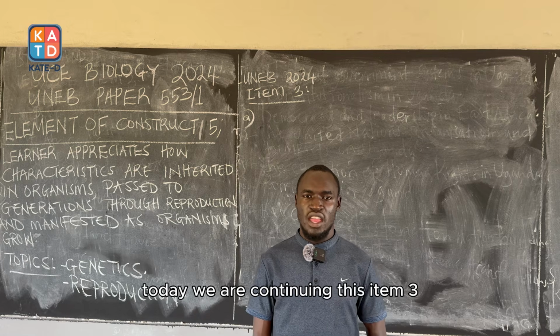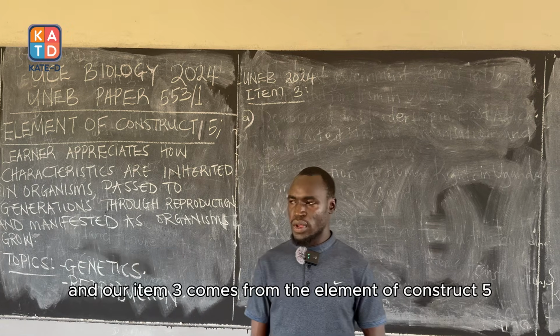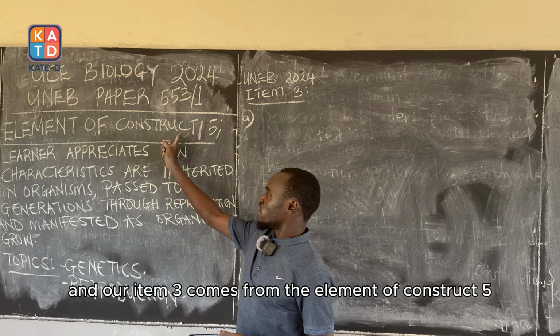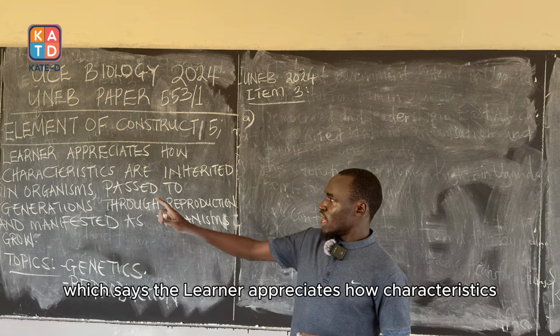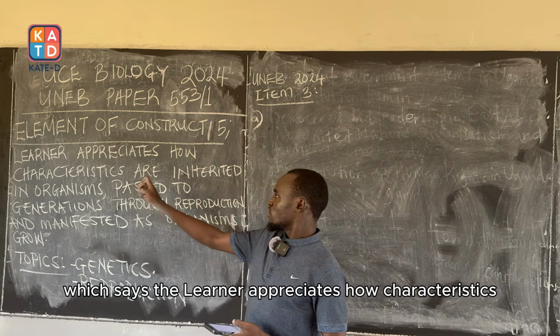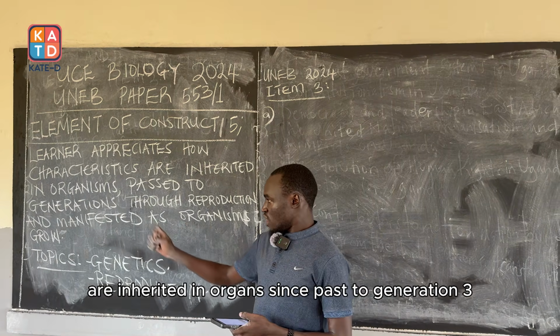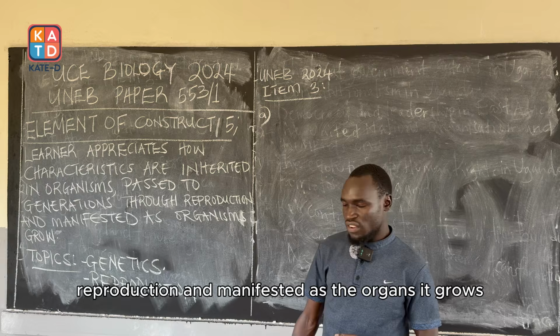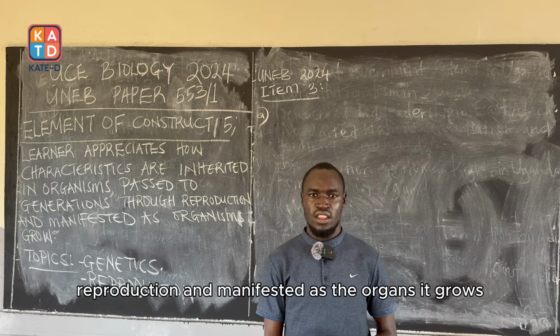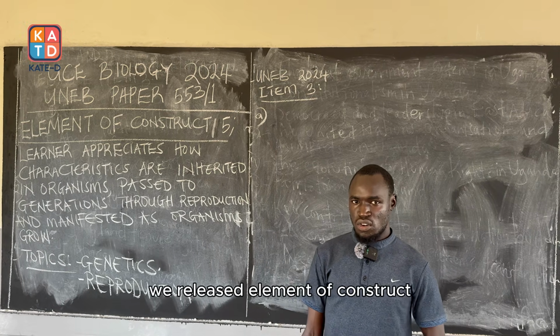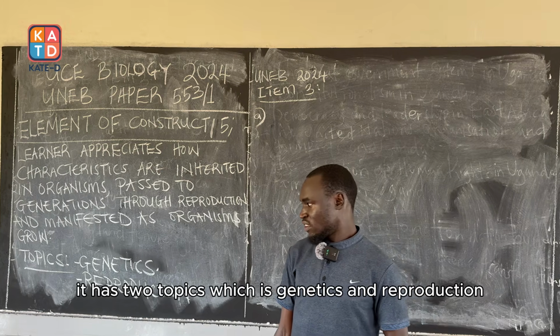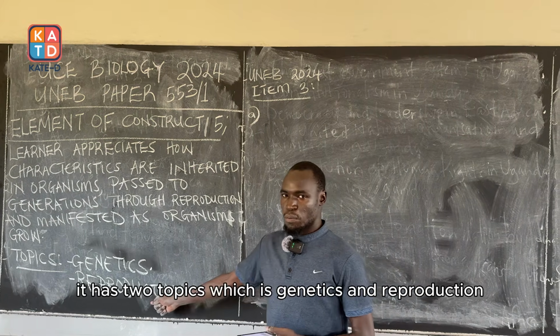Today we are continuing with item 3, and our item 3 comes from the element of construct 5, which says the learner appreciates how characteristics are inherited in organisms, passed to generation through reproduction, and manifested as the organism grows. With this element of construct, it has two topics, which is genetics and reproduction.